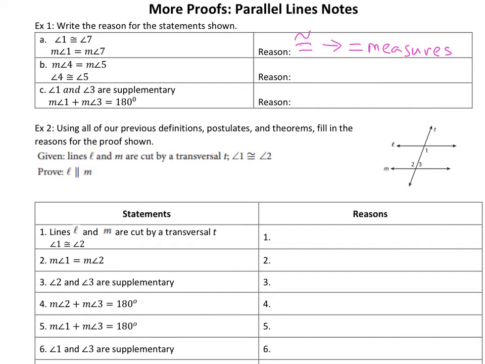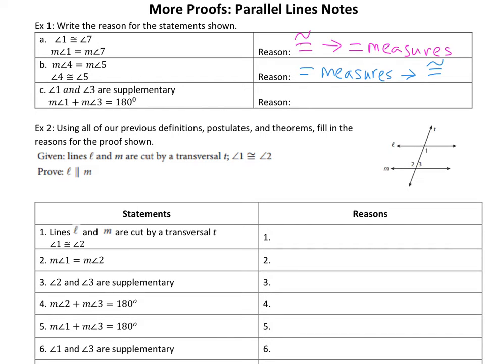For letter B, we have that they start out being equal, so measure of angle 4 equals measure of angle 5, but now it says that angle 4 is congruent to angle 5. What you want to look at is that this is equals and now it changes to congruence. You have to ask, what does it start with? We see an equal sign, so we know that equal measures implies or tells us that they will be congruent to each other. So they're kind of the converse of each other for letter A and B.